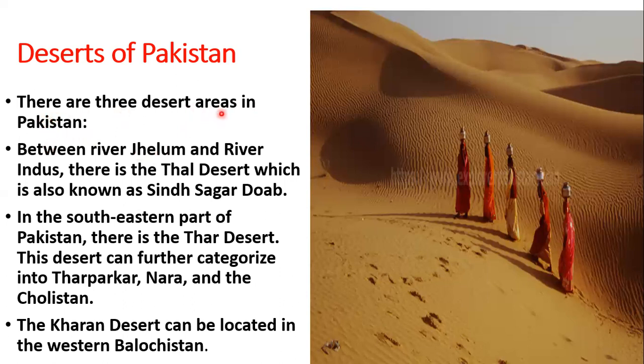Let's see, there are desert areas in Pakistan between the river Jhelum and the river Indus, known as the Sindh Sagar Doab. In the southeastern part of Pakistan, there is the Thar Desert. This Thar Desert can be further categorized into distinct regions: Tharparkar, Nara and Cholistan. The Kharan Desert is located in western Balochistan.